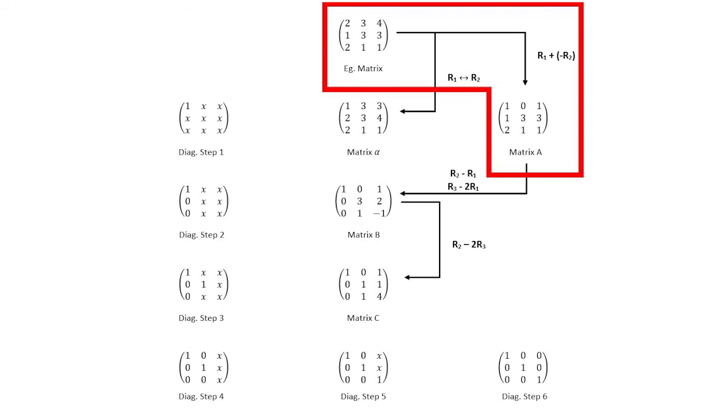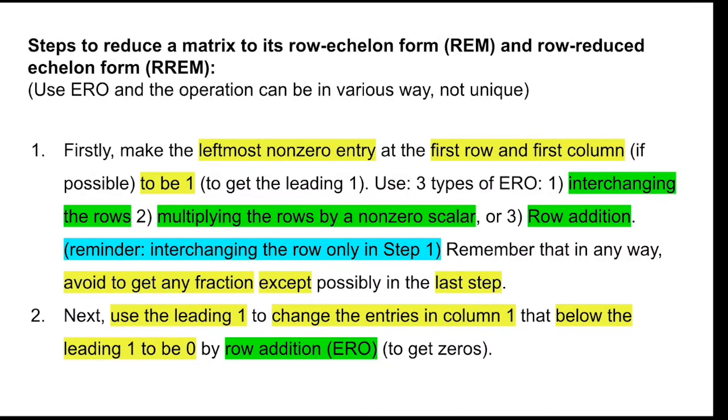3 minus 3, we get 0. 4 minus 3, we get 1. You will get matrix A. Then, in step 2, we're going to use the leading one in row 1 to change the elements in the column 1 below the leading one to become 0 by row addition.